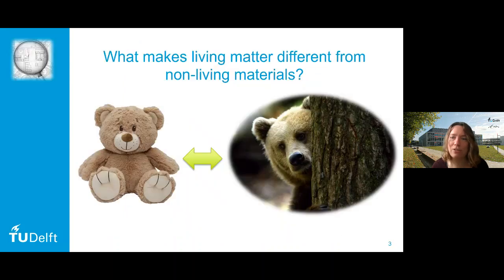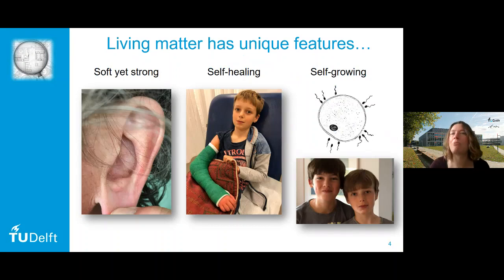So my own research, you could say, is really centered on the question, what makes living matter? So basically us and the cells that we are made of, what makes living matter different from non-living materials? What is the magic that makes living matter different? And of course, living matter is different in many different ways. But when we think about it from a physical point of view, from a materials point of view, we can notice a few unique features.